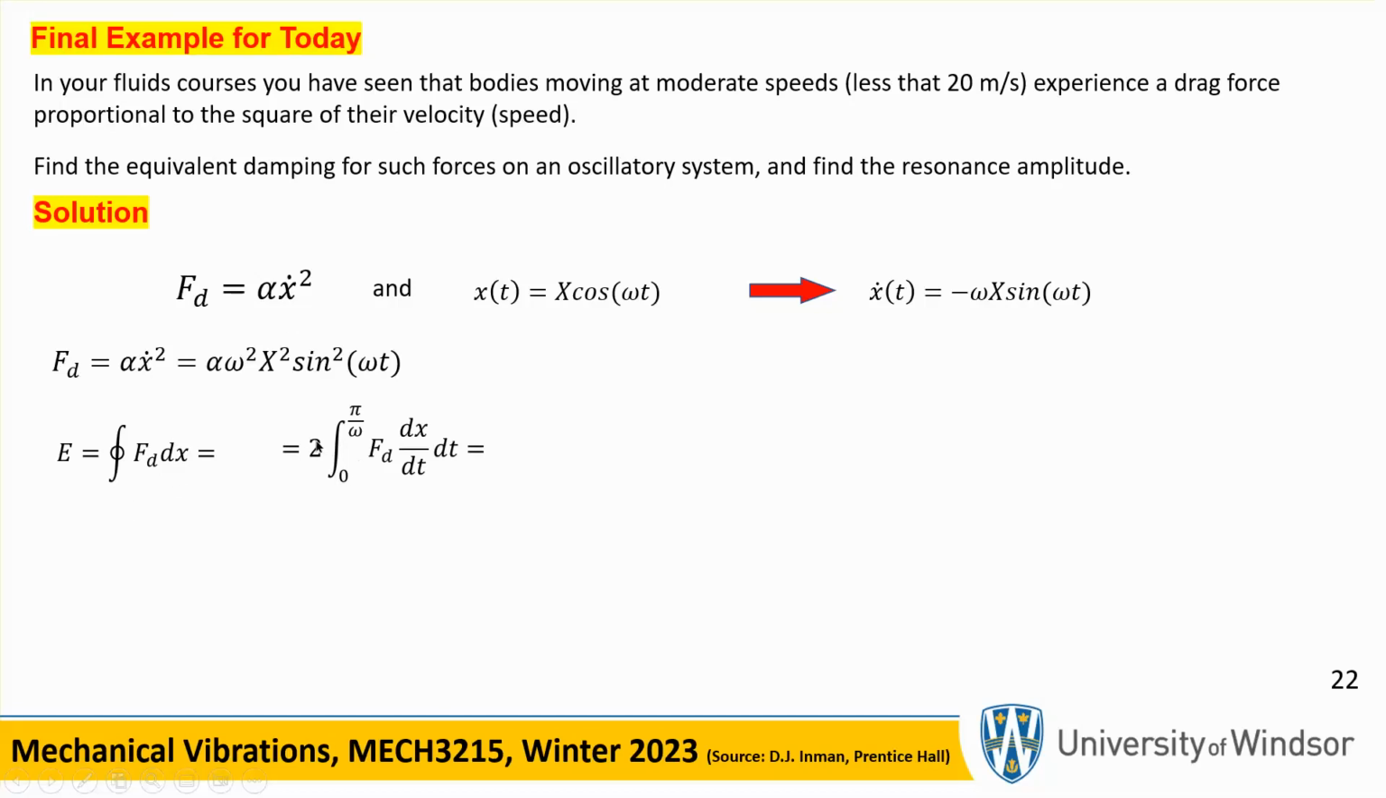Now, instead of integrating over one cycle, we do it twice, going over half the cycle. Just take this stuff and plug it in. So FD is this ugly thing, dx/dt is over here, and this is where we end up with sine cubed.